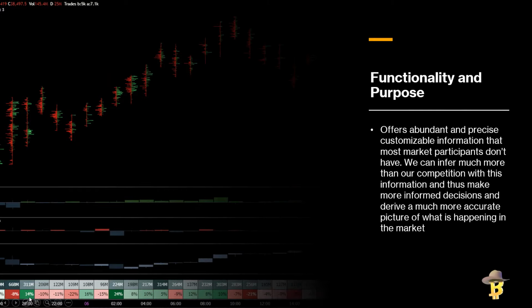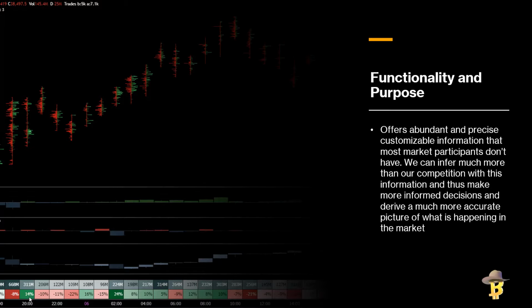Okay, functionality and purpose. ExoCharts offers abundant and precise customizable information that most market participants don't have. We can infer much more than our competition with this information and thus make more informed decisions and derive a much more accurate picture of what is happening in the market.